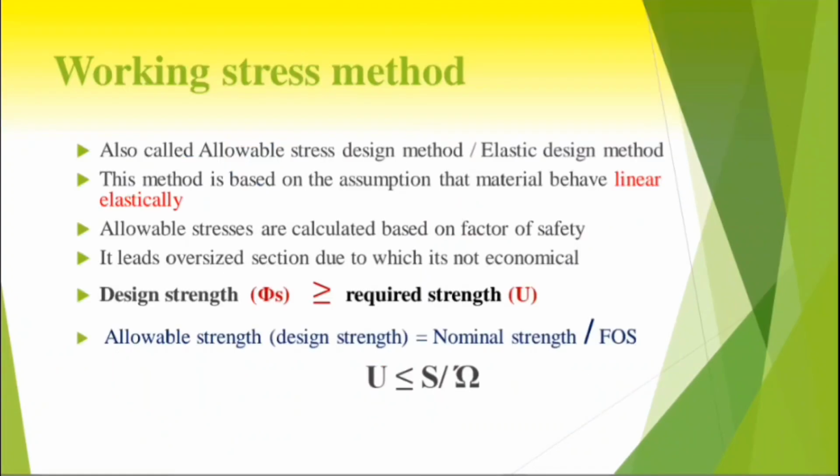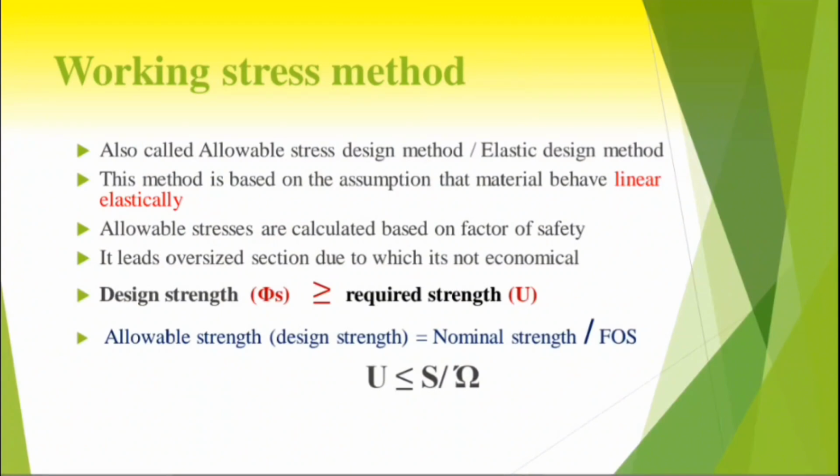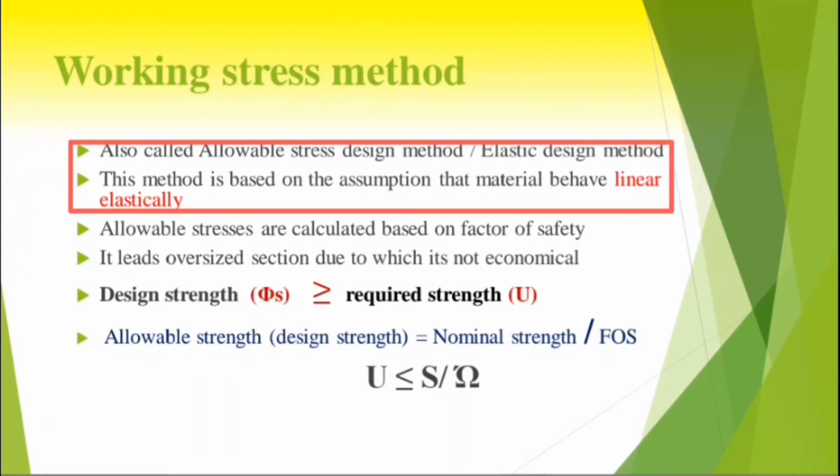Now jumping toward today's objective, the working stress method. The working stress method is also called the allowable stress design method or the elastic design method. By elastic, you also know that it holds up to the yield point. After yielding, it may not hold; if the section fails after yielding, it is not considered in the working stress method.